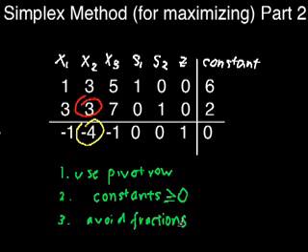After you pivot the first time, you must look at the indicators again to see if any of them are still negative. If they are, repeat the process. Find a pivot point, pivot the tableau, and check again to see if any indicators are negative. When all the indicators have become positive, you're ready to read the solutions.